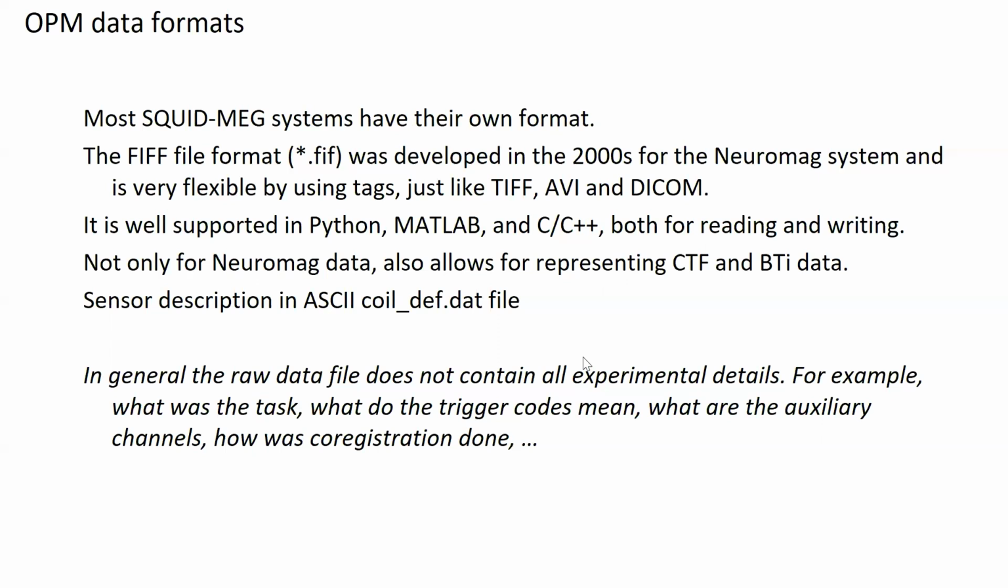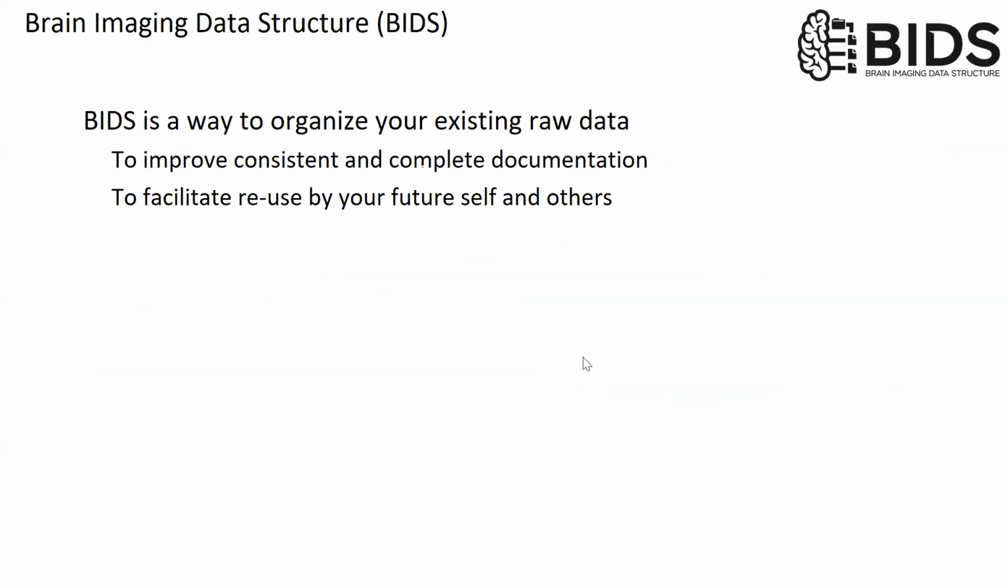But considering the files that we have from SQUID-based MEG recordings, and the same thing will hold for OPM-based recordings, in general, the raw data files do not contain all the experimental details. For example, what was the task? What do the trigger codes mean? What are the auxiliary channels containing? How was co-registration done? There's a lot of information in the experimental procedure that is not stored in the binary file. And that's where BIDS comes in.